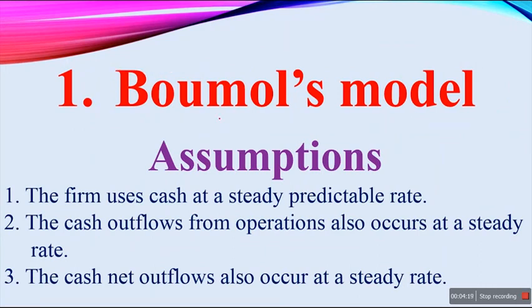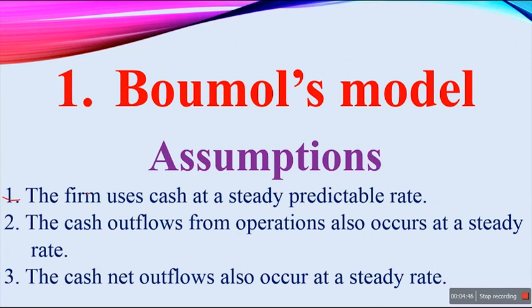The Baumol's model is based on three key assumptions, and the first assumption is that the firm uses cash at a steady, predictable rate. So in this model, we assume that any given organization understands the amount of cash that they require at any given day, and therefore they can be in a position to plan in advance.